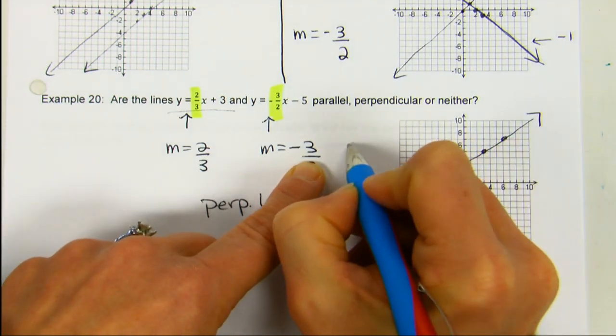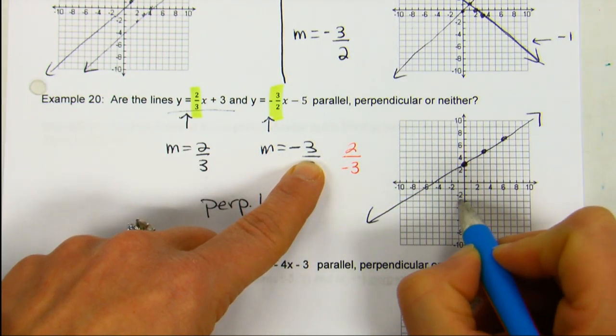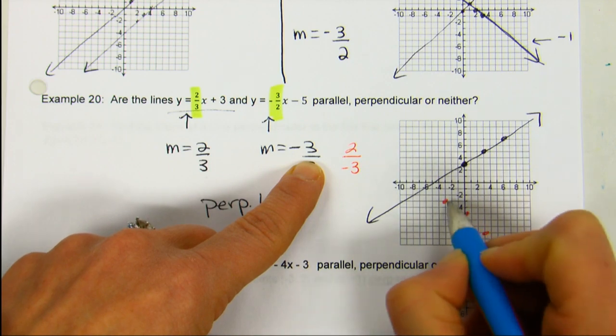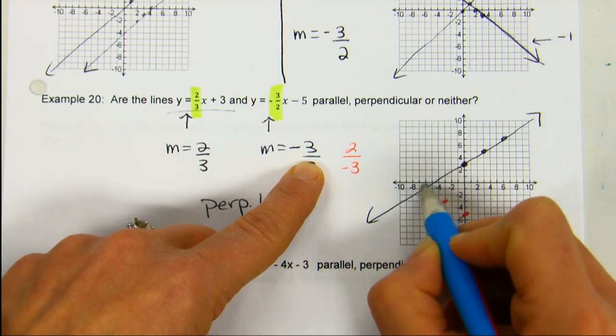You could have also said 2 over negative 3. So you could have gone up 2 to the left 3.